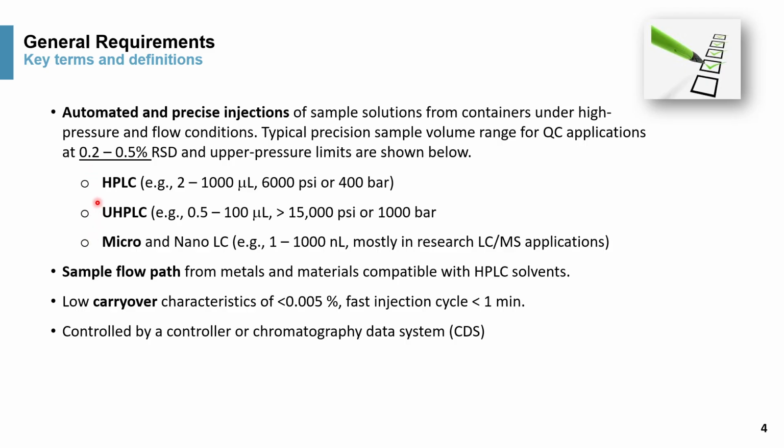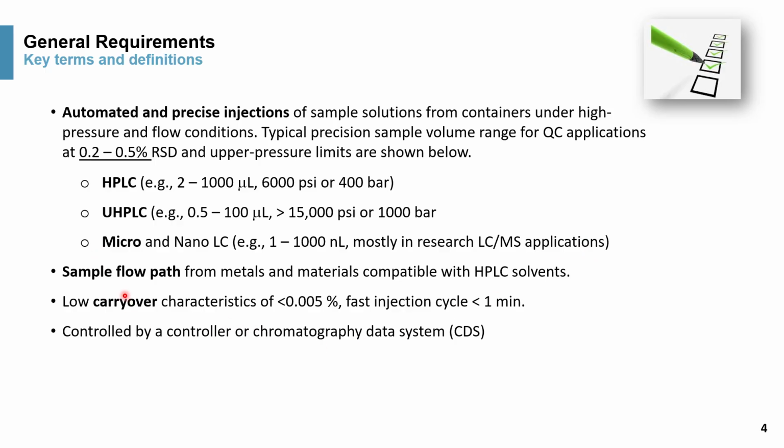For HPLC, typically for QC application, you should sample at least 2 microliters to maybe 1 mL. For UHPLC autosamplers, you're dealing with smaller columns, so the injection volume is much less, and you can typically inject 0.5 to about 100 microliters. Then we have a category called micro and nano LC, where we're talking about very small injections, typically not a partial loop but a full loop position, used mostly in research such as LC-MS applications like proteomic research.